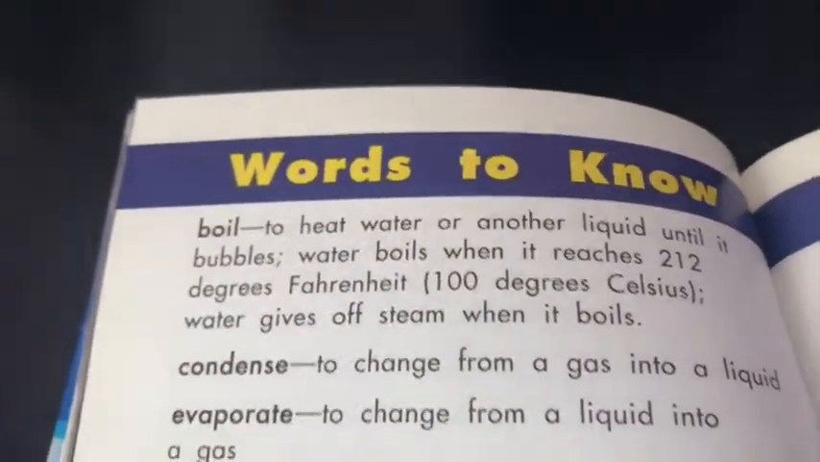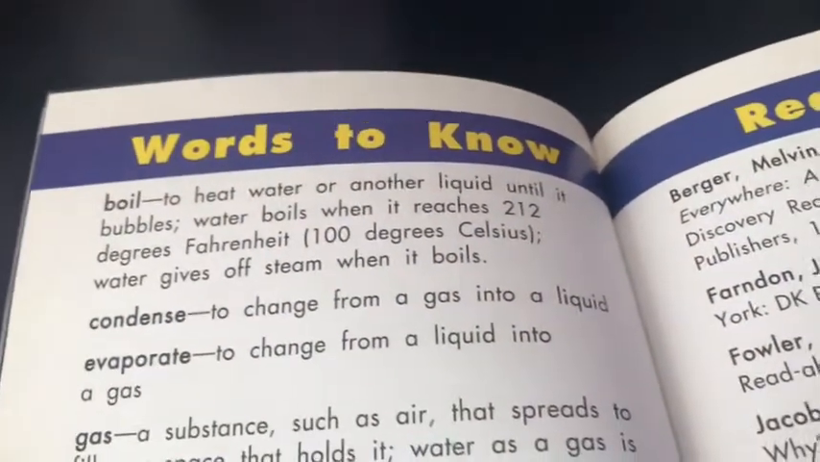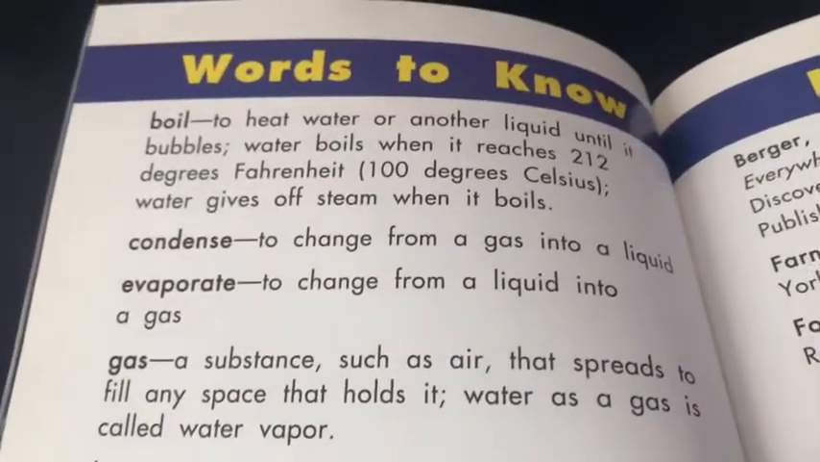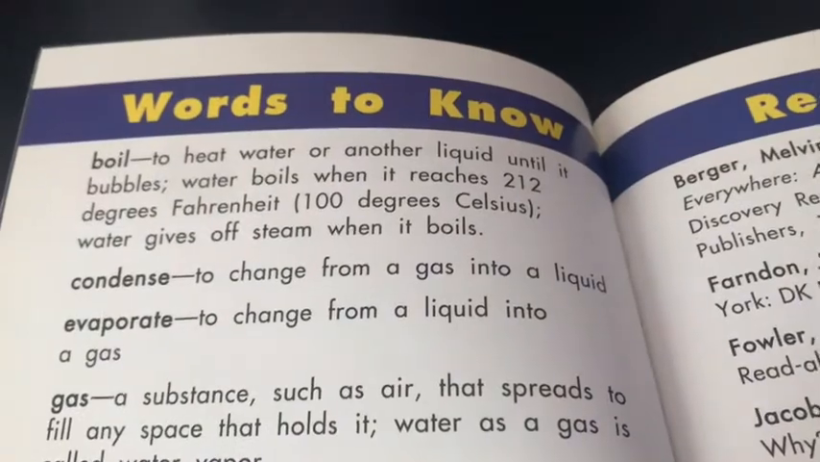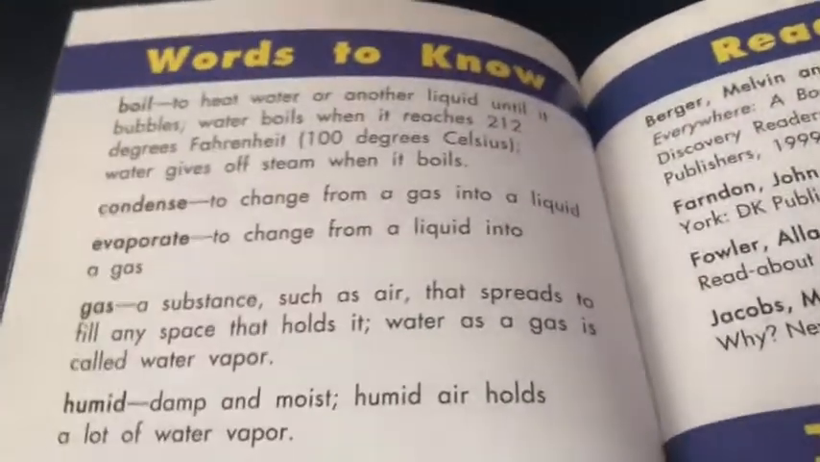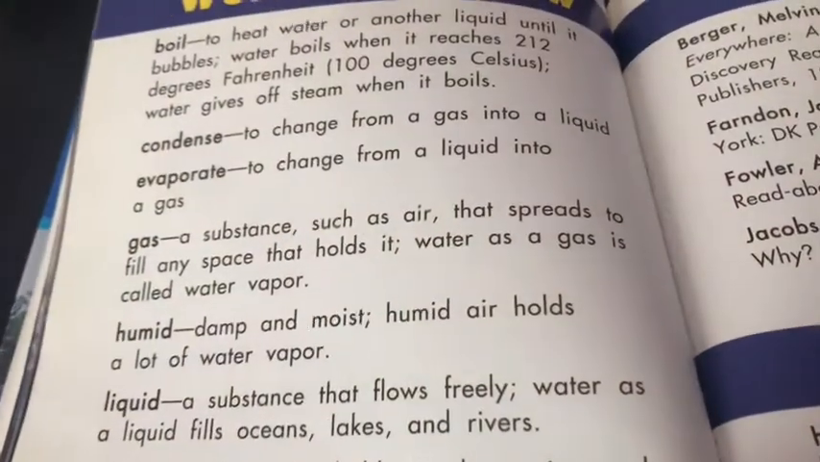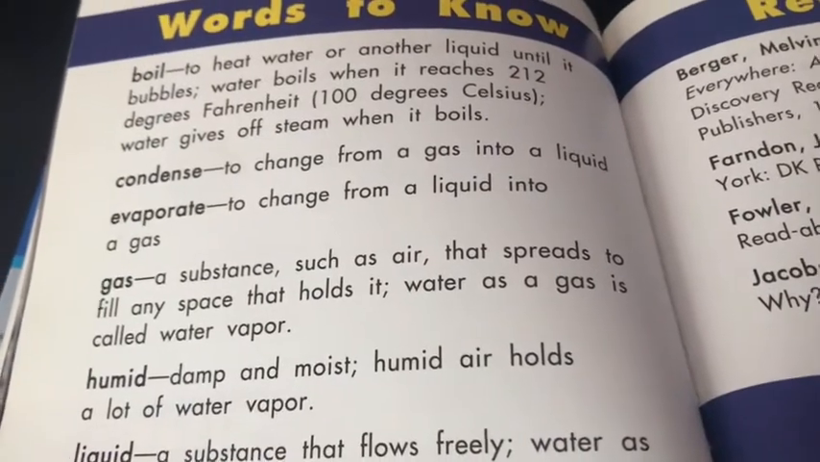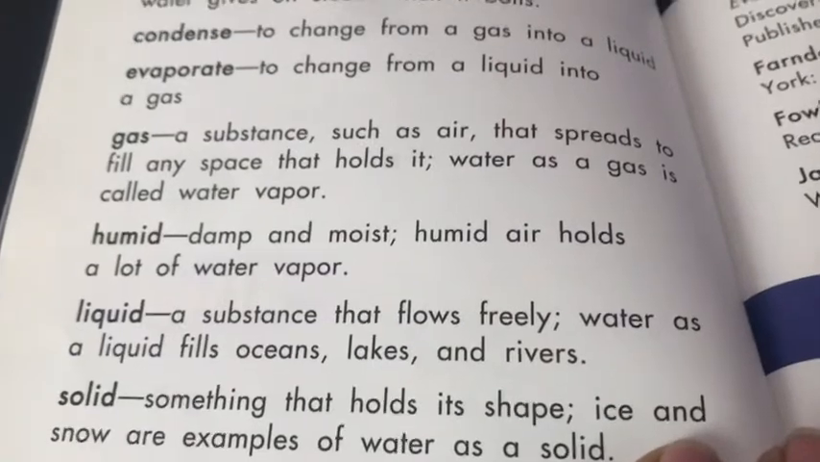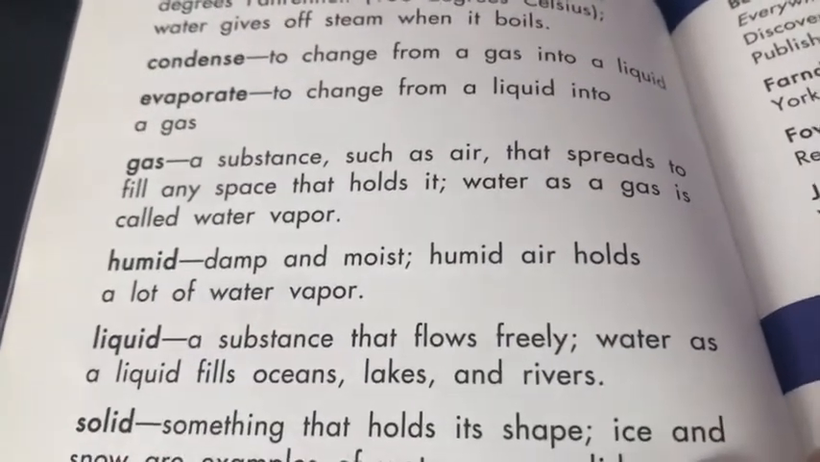Boil, to heat water or another liquid until it gets bubbles, and water boils, and it tells you how many degrees it boils at. Stay away from that. Condense, to change from a gas into a liquid. Evaporate, to change from a liquid into a gas. And gas is a substance such as air that spreads to fill any space that holds it. Water as a gas is called water vapor. Okay? Humid, damp and moist. Humid air holds a lot of water vapor.